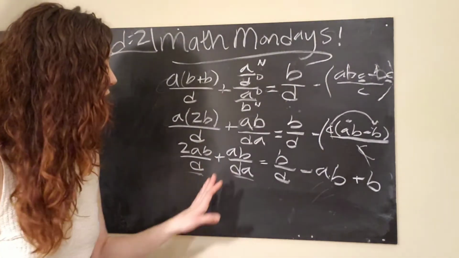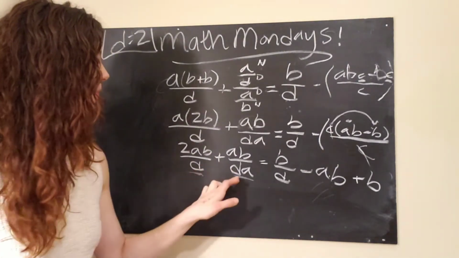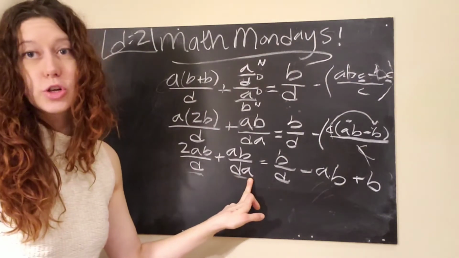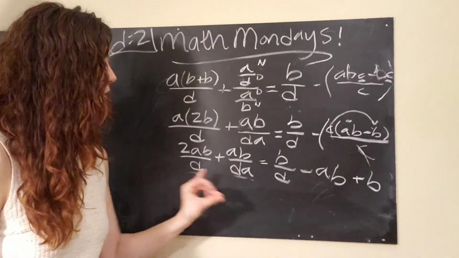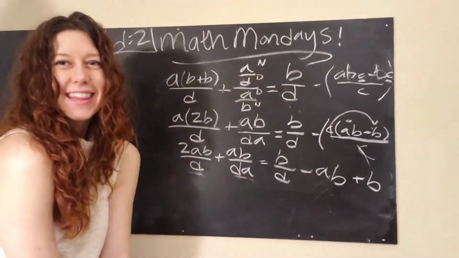Okay, anyway, so I have a D in one denominator and a dA in the other denominator. So what is different between these two? I'll give you a second to think.